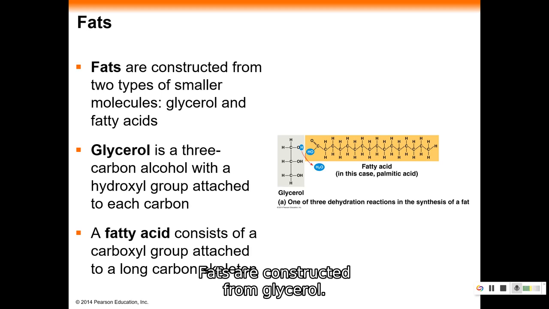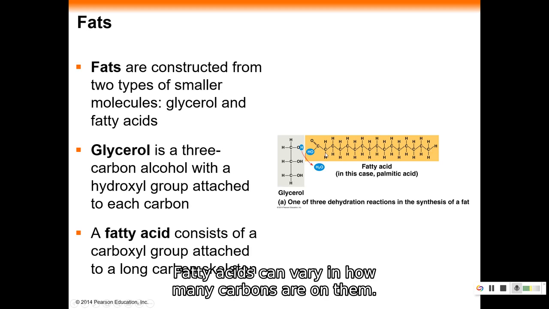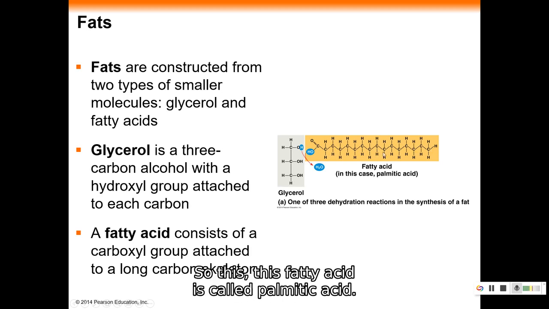Fats are constructed from glycerol and fatty acids. So glycerol is this 3-carbon alcohol. It's got these 3 hydroxyl groups. And a fatty acid is a long carbon chain. Fatty acids can vary in how many carbons are on them, and they'll have different names.